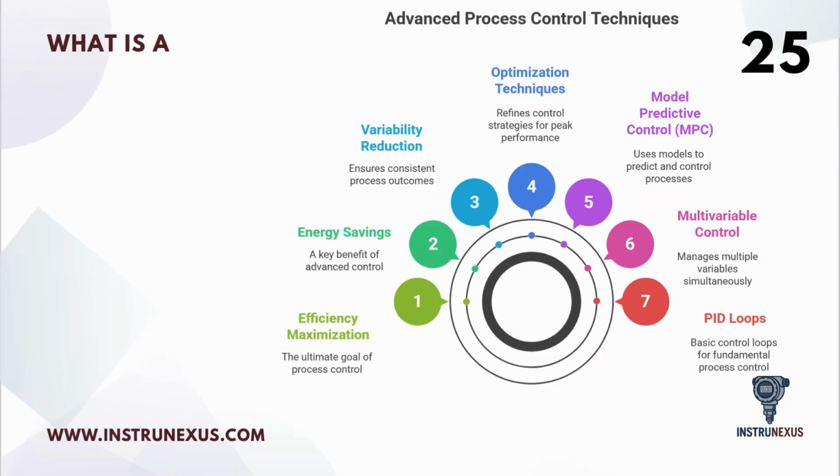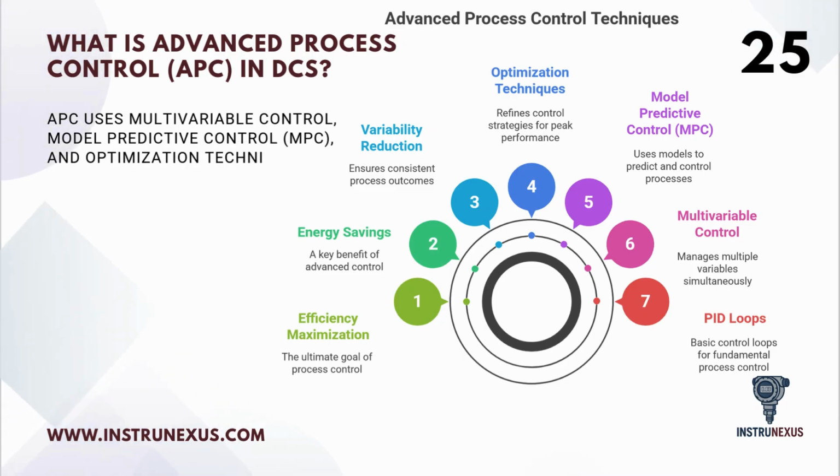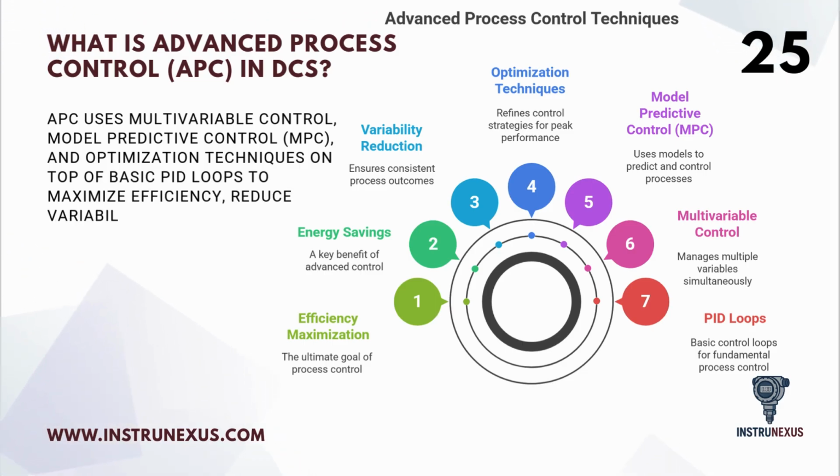What is Advanced Process Control, APC, in DCS? APC uses multivariable control, model predictive control, MPC, and optimization techniques on top of basic PID loops to maximize efficiency, reduce variability, and save energy.